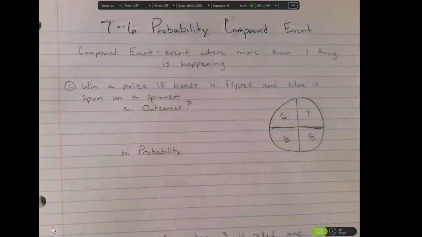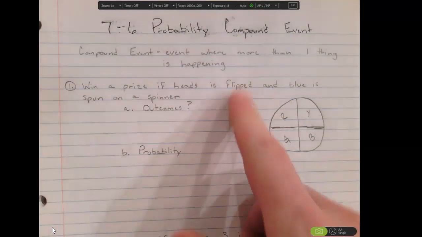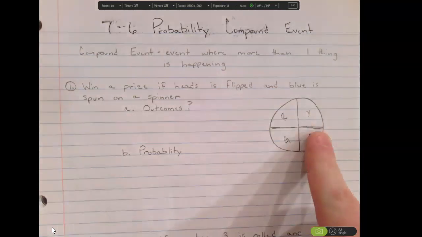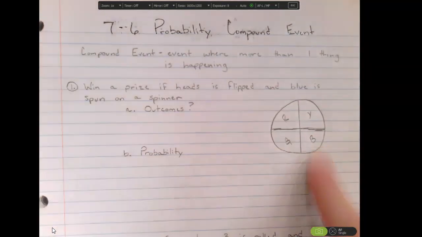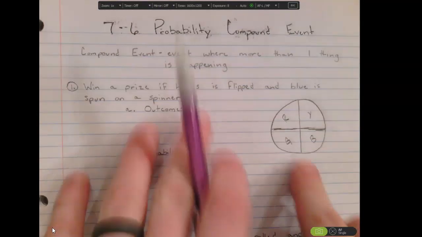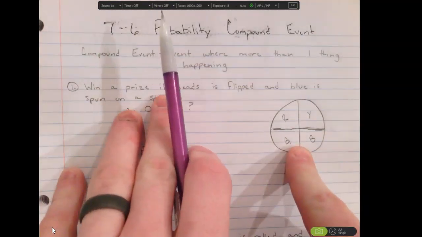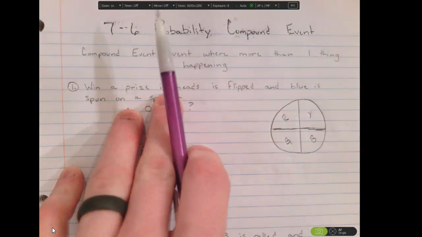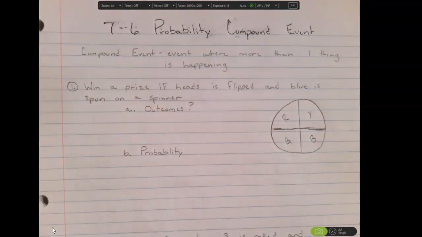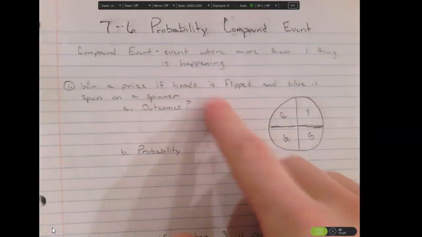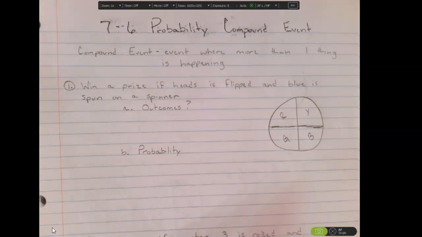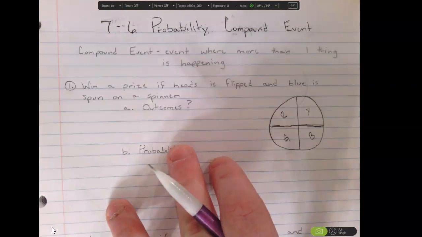So you win if you can flip a coin. We'll say we're at the carnival, and you win a prize if you flip a coin and it gets heads, and you spin this spinner and you land on blue. Now guys, the key here is you've got to do both. You can't just do one to get the prize. You've got to do both of these. So automatically you should be thinking, that's going to be kind of tough. You've got to flip a coin and land on this spinner and get both of them to happen. So your odds probably are not very high.